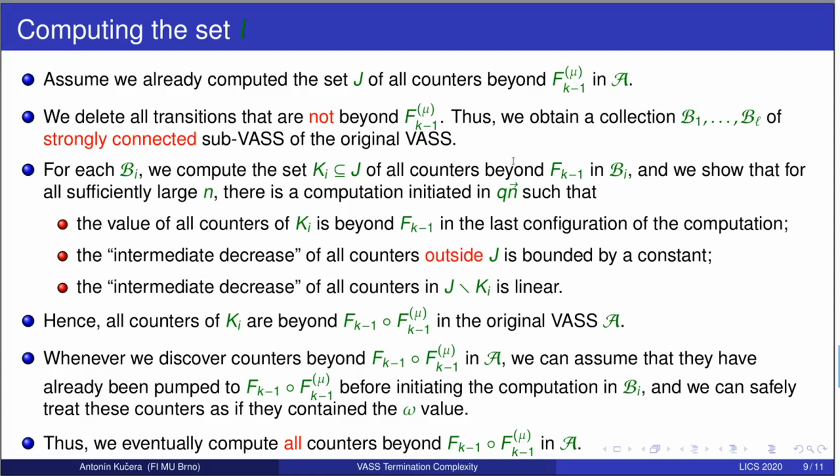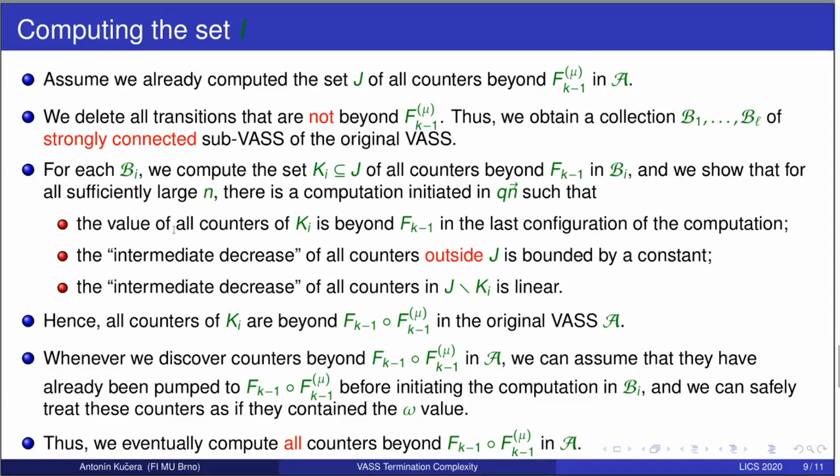An important observation is that if we have a transition which is beyond fk minus 1 mu, then at least one of its predecessors and successors must be also beyond fk minus 1 mu. This is a simple application of Kirchhoff's law. So if you look at these transitions which are beyond fk minus 1 mu, they in fact form a collection of strongly connected subgraphs in the graph of the original VASS. So we obtain a collection B1 up to BL of strongly connected sub-VASSes of the original VASS.